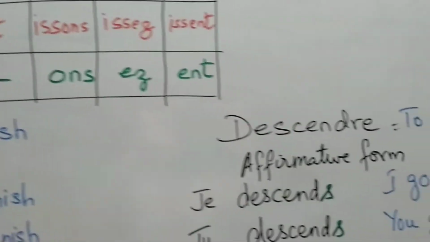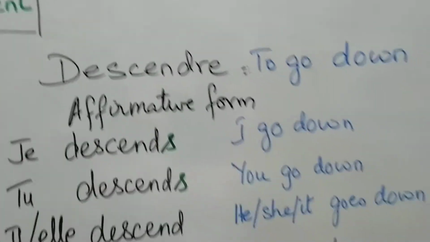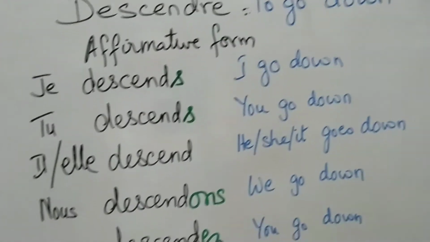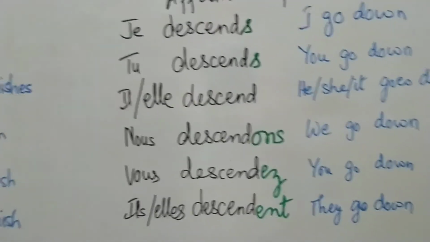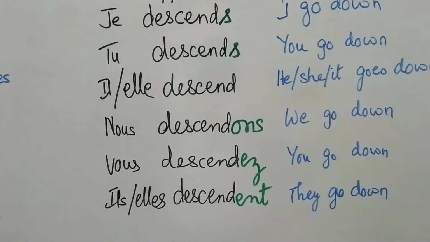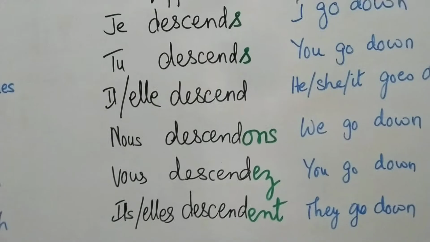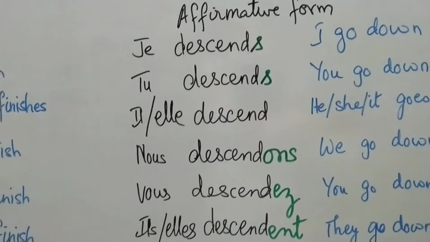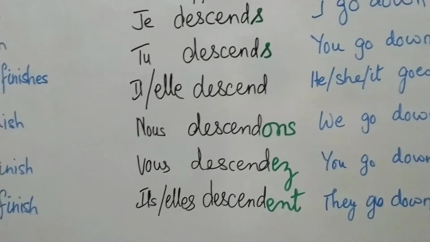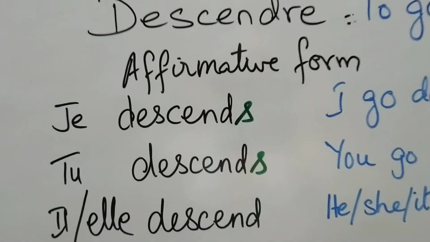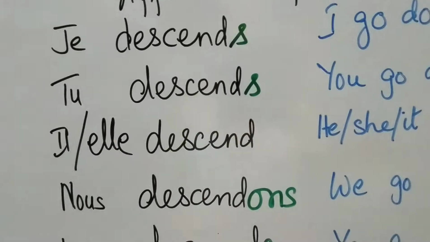I have taken the regular RE verb descendre, which means to go down or to get down, and I have conjugated it in the affirmative form. First, I placed the subject pronouns je, tu, il, elle, nous, vous, ils, elles. After that, I have placed next to the subject pronoun the stem of this verb descendre. So, the stem of the verb descendre is D-E-S-C-E-N-D. To that, I have started adding the endings.